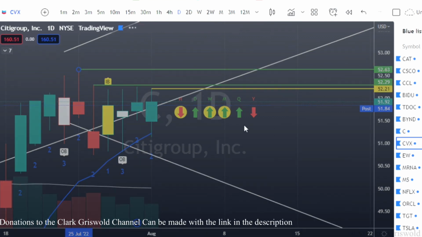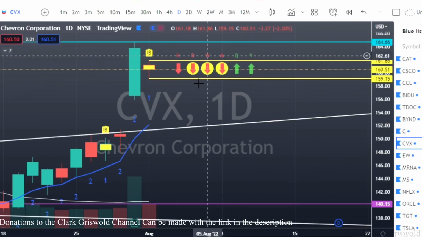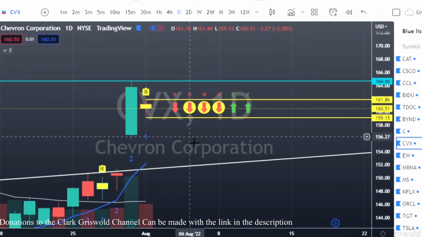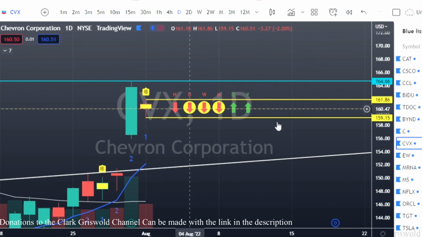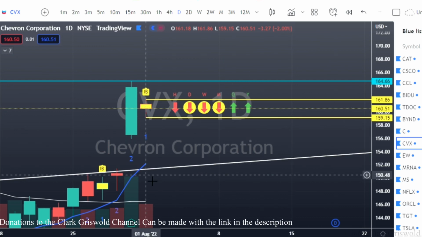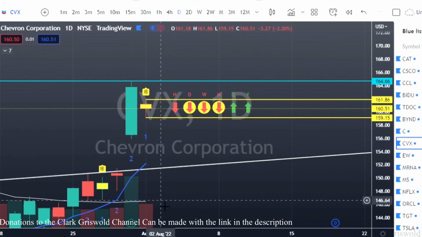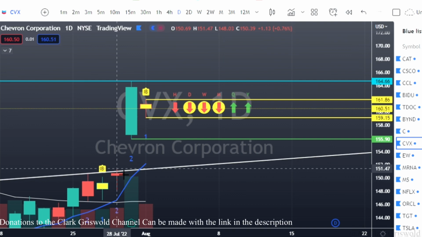Okay, CVX, tight little inside bar here. Really, really small. It's what we like to see. It usually leads to a bigger breakout. Calls at 161.86, puts at 159.15 on CVX. There is a gap to fill right here. So if we break to the downside, target 1 is there. Target 2 is our gap fill. There you go.